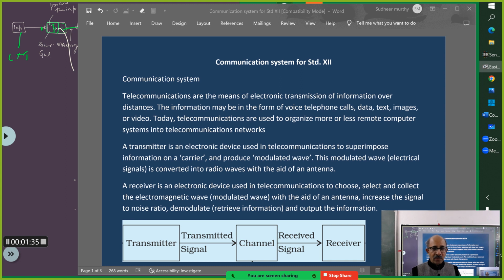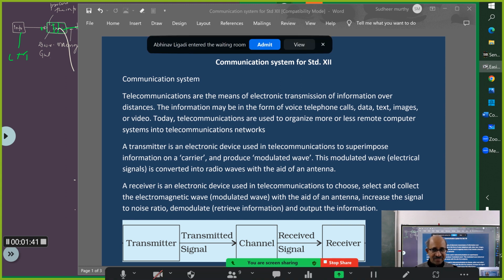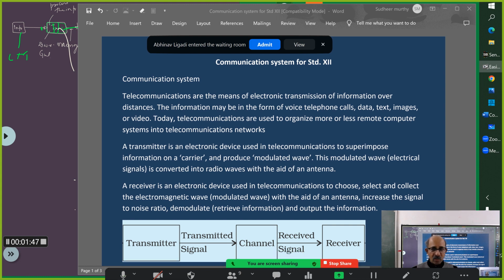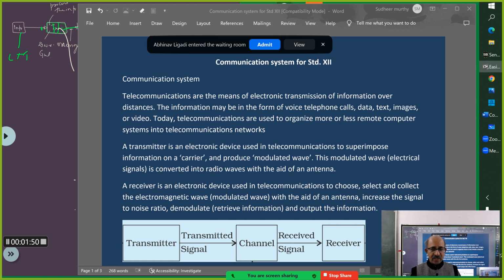Now I am generating a sound. Can you hear this sound, all of you? Yes, sir. Then I have got the information. What is the information? Hello. Hello is the information. The sound is the carrier. Now you see, can you spot the hello in the sound? Yes, sir. So what did I do? I superimposed hello on the carrier, and therefore this sound is the modulated wave. Got it? Yes, sir. So this is the modulated wave.